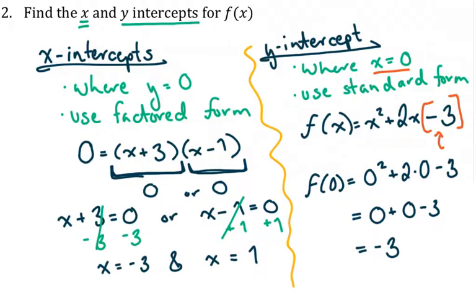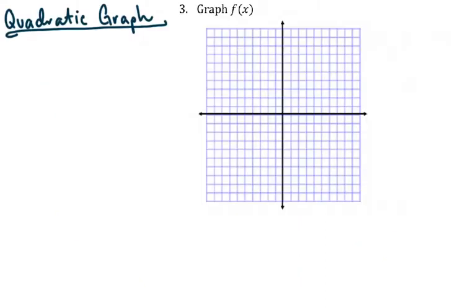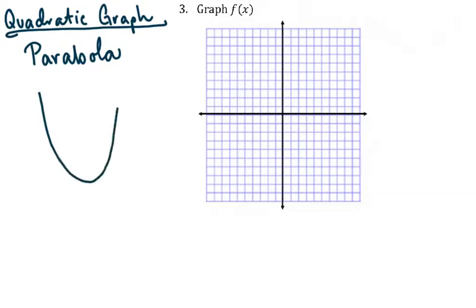So let's talk about how to graph with our 2 x-intercepts and our 1 y-intercept. We've mentioned this type of graph before, but a quadratic graph is called a parabola. And it looks sort of like a big U if it's a positive one, but we can definitely have negative parabolas where they are going down like this. It looks more like a frown.